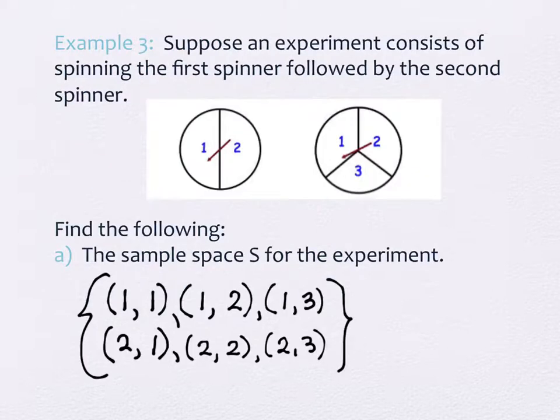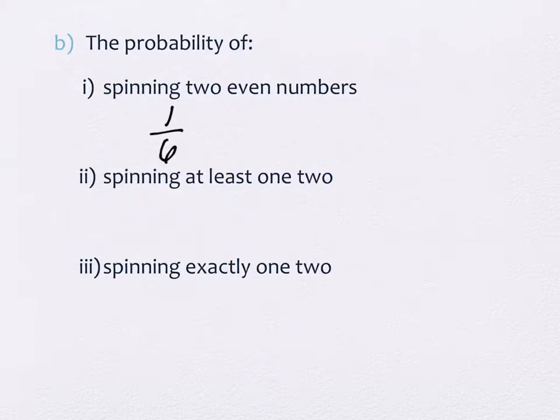Number 2, spinning at least 1 2. 2 out of 6, which is, I'm sorry, 4 out of 6, which is 2 out of 3. Yeah, there we go. There are 4 of them. If you just jump to 2/3, you'd be okay.